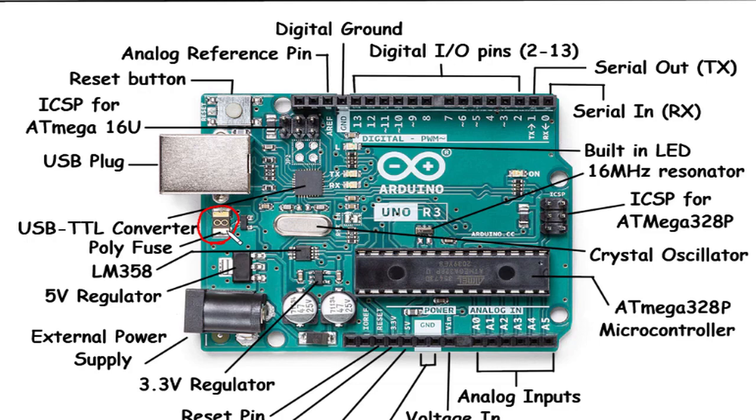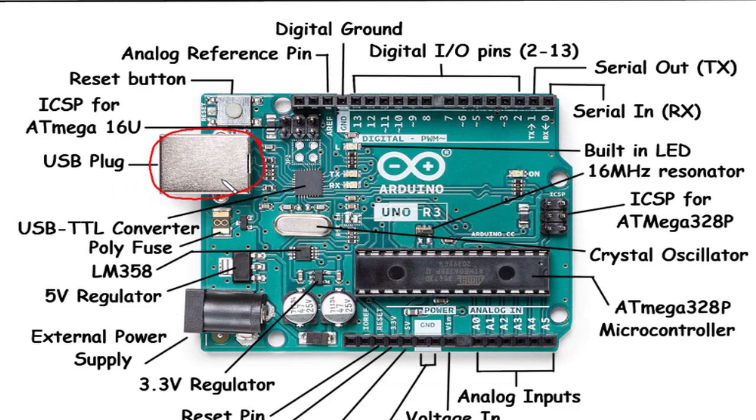To connect the Arduino Uno Rev3 to your computer or other devices, you have a USB TTL converter and a USB plug. The USB TTL converter allows you to establish a serial communication link between the microcontroller and your computer, enabling you to upload code and communicate with the board. The USB plug provides the physical interface for connecting the board to a USB port.